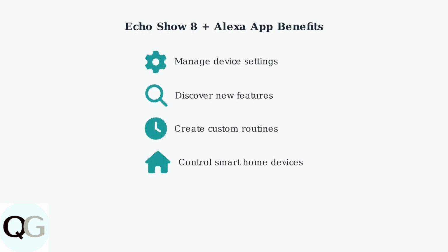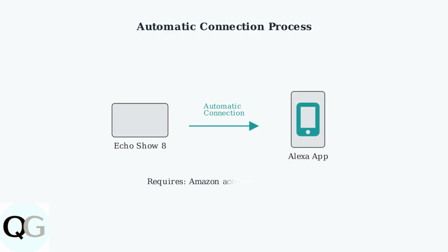Connecting your Echo Show 8 to the Alexa app unlocks its full potential, giving you complete control over settings, features, routines, and smart home devices. The good news is that your Echo Show 8 should automatically connect to the Alexa app during initial setup when you provide your Amazon account credentials.